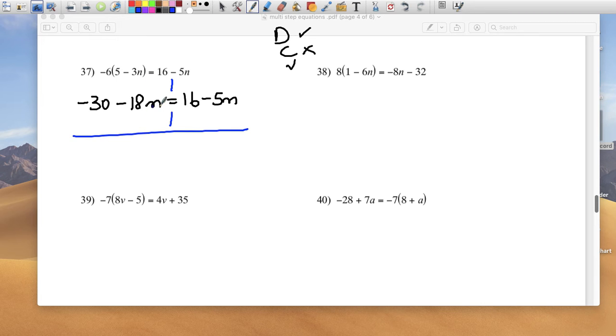Let's get rid of this guy. You know what? Let's get rid of the 5n. But it's a minus 5n, so I'll do plus 5n, and I'll do plus 5n on the other side. So that's going to give us, this becomes 0, 16, negative 30 comes down, and then we've got to worry about negative 18n plus 5n. So it's going to give us negative 13n.